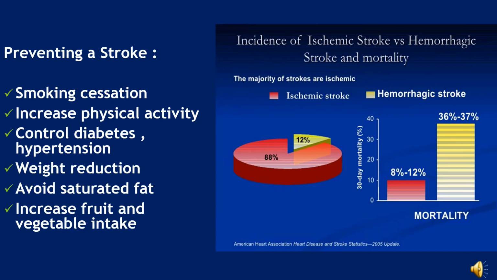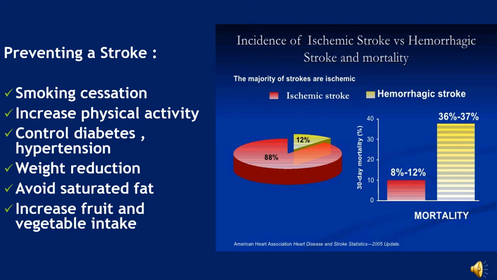How can we prevent a stroke? First, by smoking cessation, because smoking and nicotine cause narrowing in the blood vessels and finally cause a stroke. Second, by increasing physical activity, like exercise. Another way to prevent a stroke is continuous monitoring and control of diabetes mellitus and hypertension to detect any elevation in one or both of them.